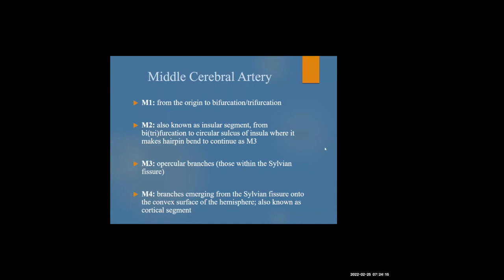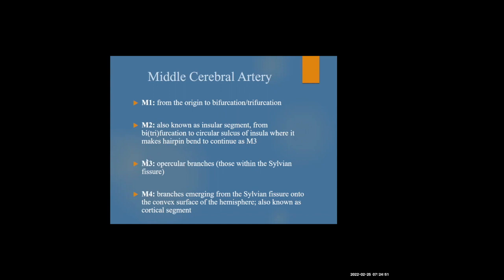Okay, so the other bifurcated branch of the ICA terminus, of course, is the middle cerebral artery. The middle cerebral artery conventionally has 4 segments to it, and it's important to know all of them. So you have the M1 segment, which extends from the ICA terminus to where the middle cerebral artery is either going to bifurcate or occasionally trifurcate. You have an M2 middle cerebral artery, which is sometimes known as your insular segment. And this is the bifurcated or trifurcated branches that extend into the circular sulcus of the insula.